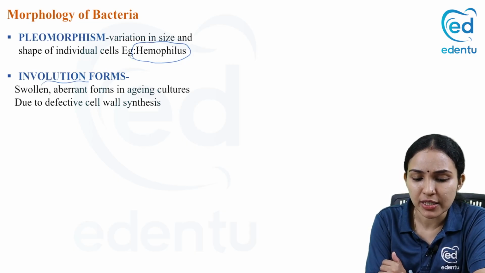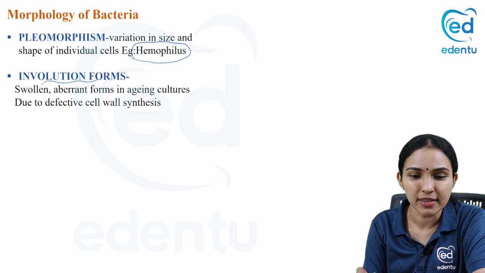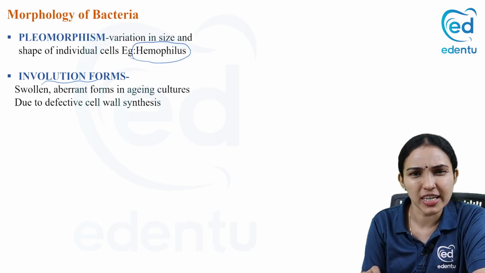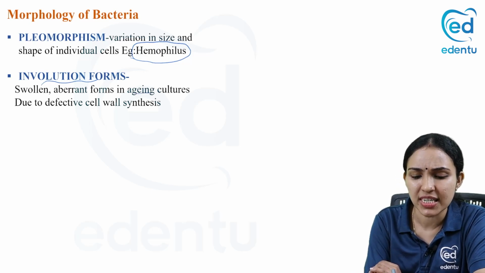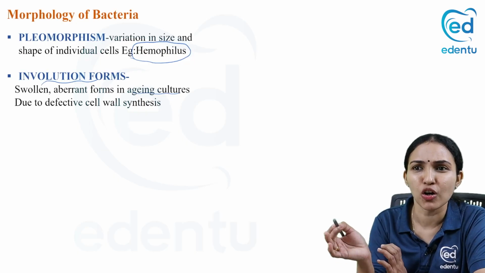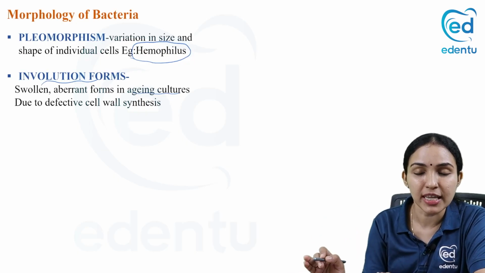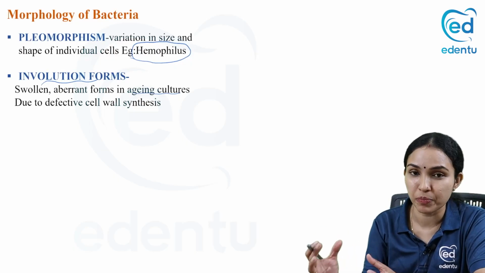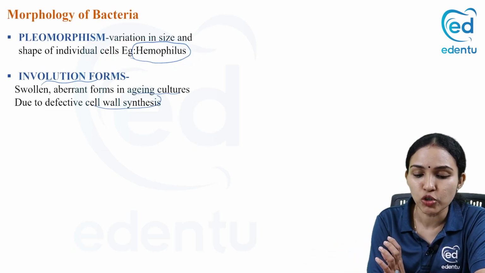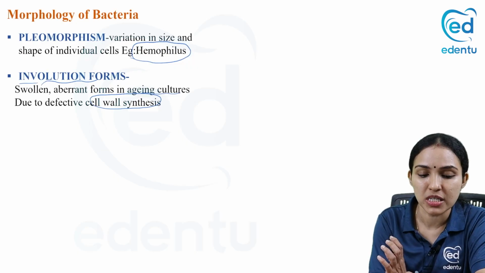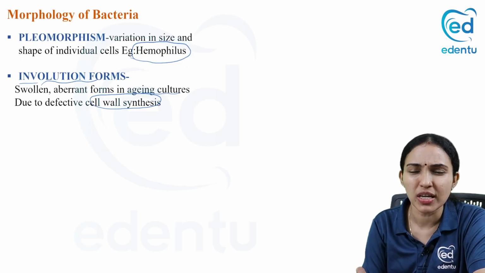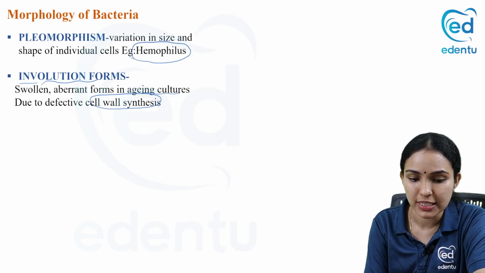And what is meant by involution form? They are the swollen, aberrant forms, that is very abnormal forms of bacteria which are seen in aging cultures, that is prolonged long standing cultures. Nutrients will have depleted. At that time, bacteria will form certain aberrant forms and their cell wall won't be formed properly, so those forms are called involution forms. So they are aberrant abnormal forms of bacteria.